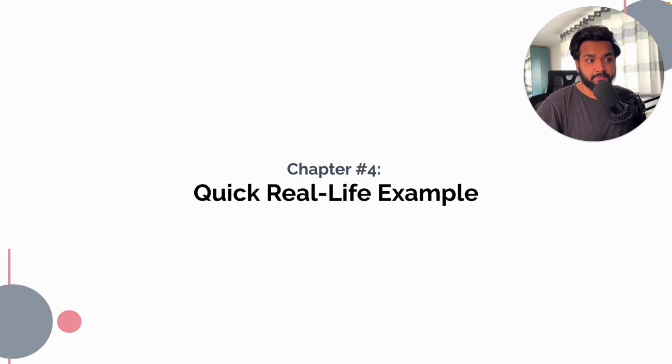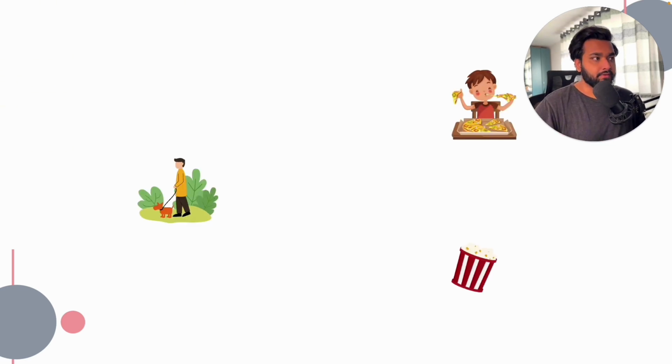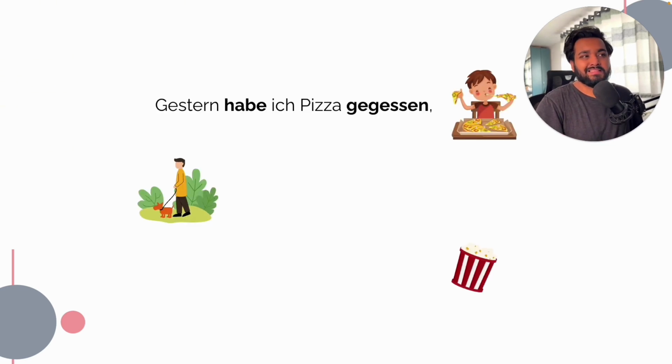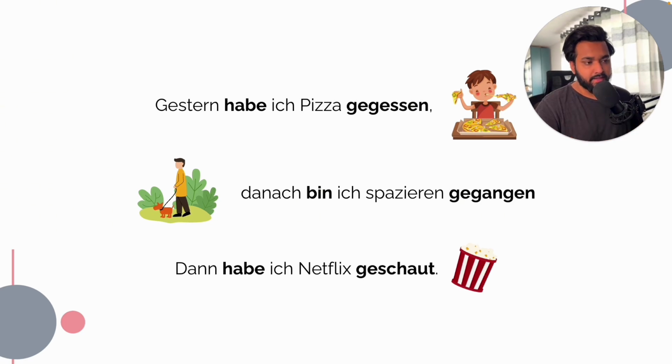Now let's continue with chapter number 4, which is a quick real-life example. Let's say you are telling a friend what happened yesterday. You can start with gestern habe ich Pizza gegessen. That means yesterday I ate a pizza. Danach bin ich spazieren gegangen. That means I went for a walk. Dann habe ich Netflix geschaut. That means then I watched Netflix.